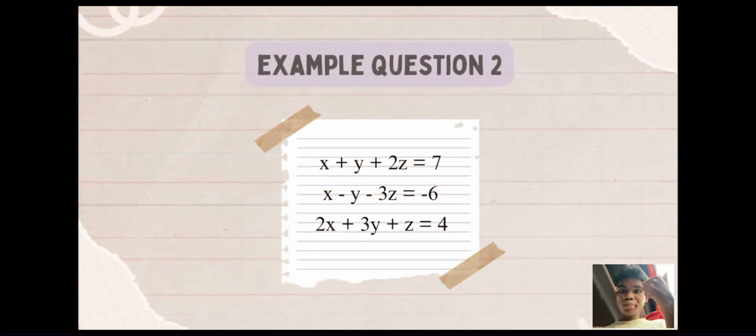Okay, now my part. I am Nabil from the simultaneous course. So I will explain how to answer this simple question and identify whether it is a unique solution or not. From the question, given the first equation, which is x plus y plus 2z equal to 7, the second one is x minus y minus 3z equal to negative 6, and the last one is 2x plus 3y plus z equal to 4.